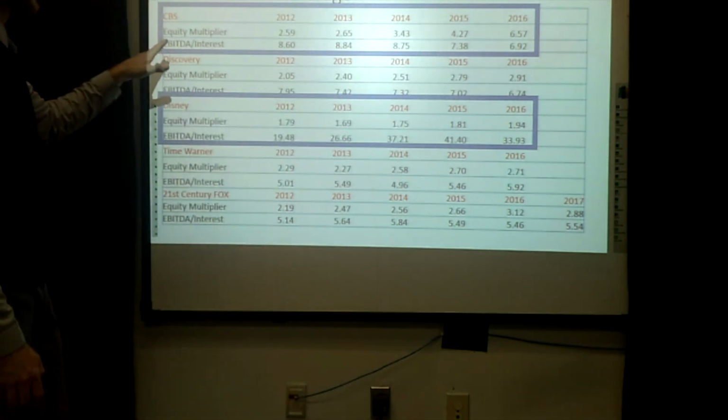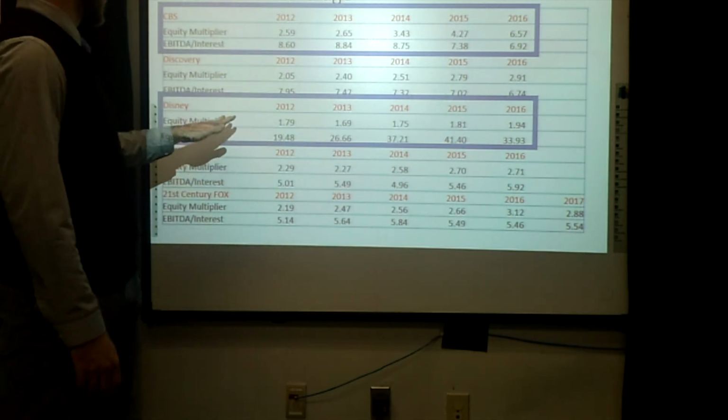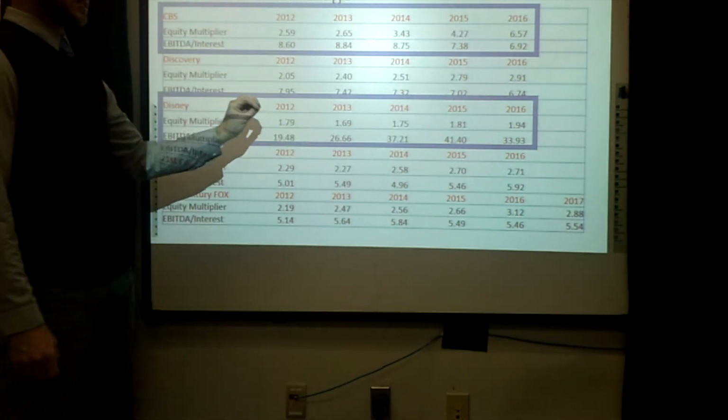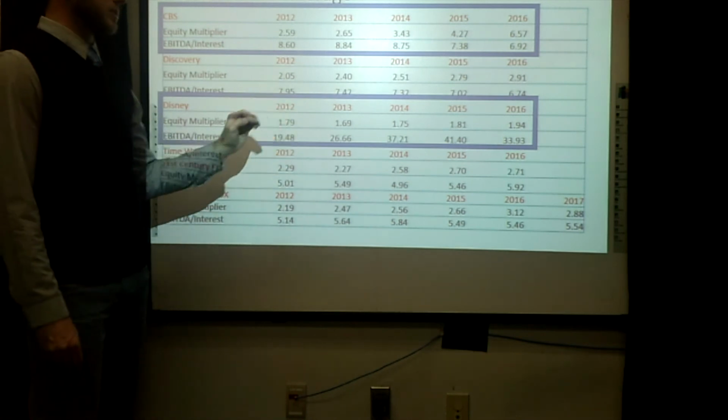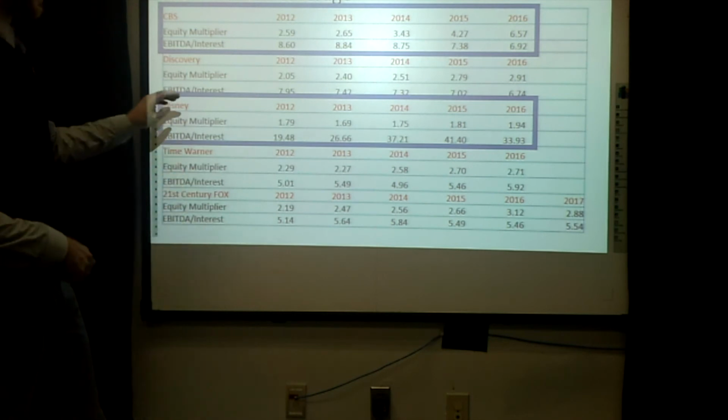CBS has a high EBITDA over interest as well, but its equity multiplier is a little higher. Disney's equity multiplier is not as high, which we like. That means it's not the debt, it's not the leverage that's driving the ROE. That's not what's giving us the best returns. So we like Disney for that regard.